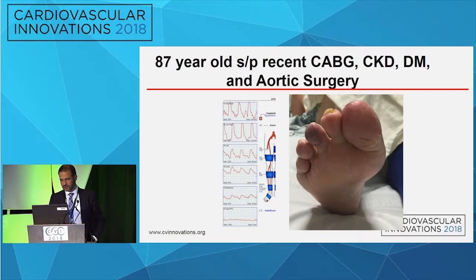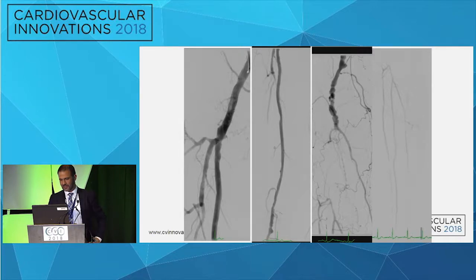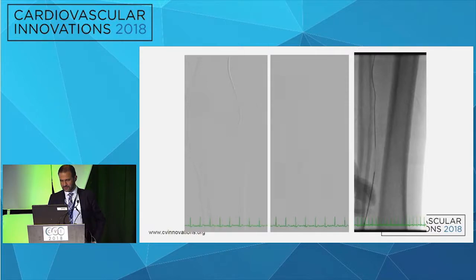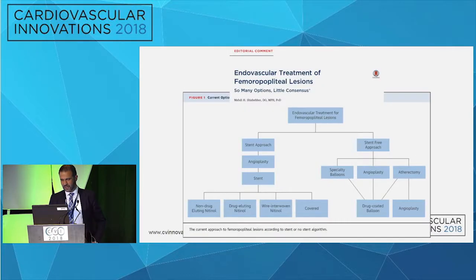So this gentleman, we brought him in, as you can see, with severe CLI, a popliteal occlusion, and a 3-vessel runoff. And the point of this, I'm going to skip some of this. We did some complex work, retrograde, to cross the lesion. The bottom line is that we crossed it, now we want to treat it.